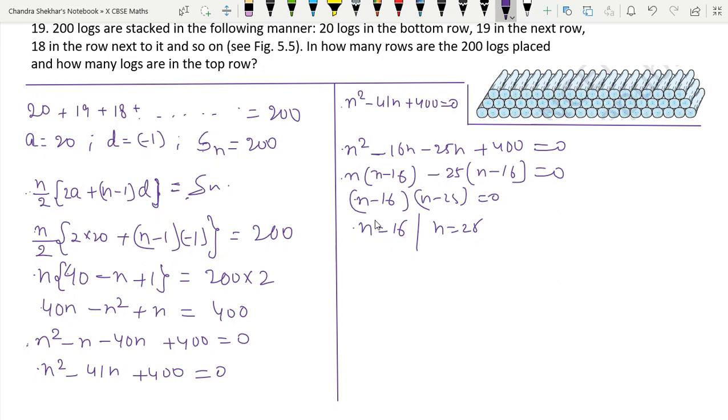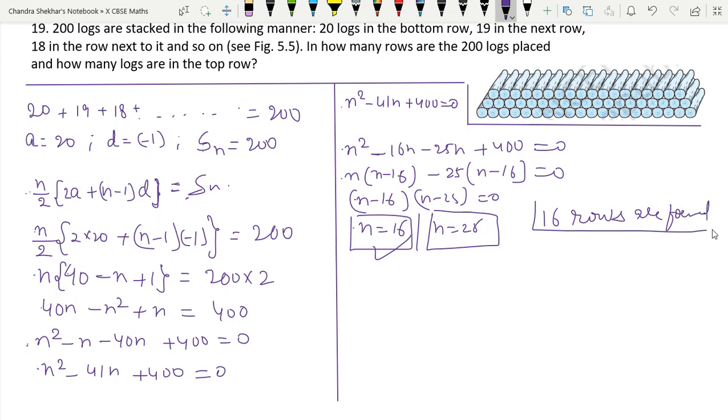So it means the sum of 16 terms and the sum of 25 terms will be the same. But do you know why there are two answers here? Because we know that some of the terms will be negative, and one of those will be 0. So this is why they will nullify each other. So instead of taking 25, we can take n is equal to 16. So how many rows will be formed? I can say 16 rows are formed, right? The first answer is done here.